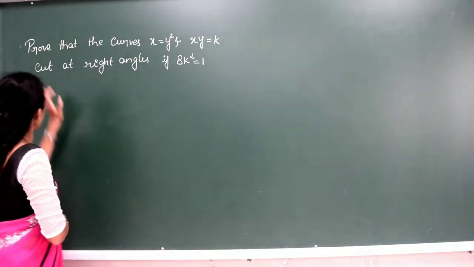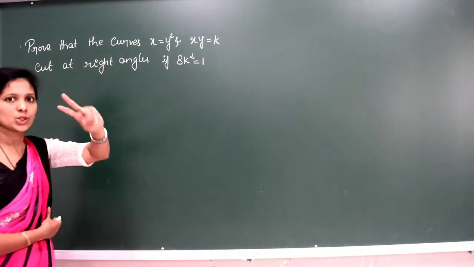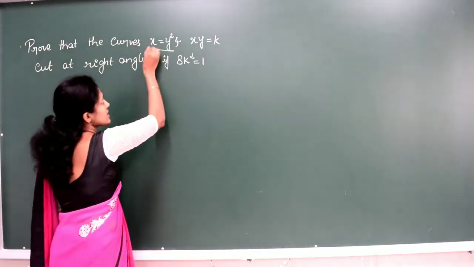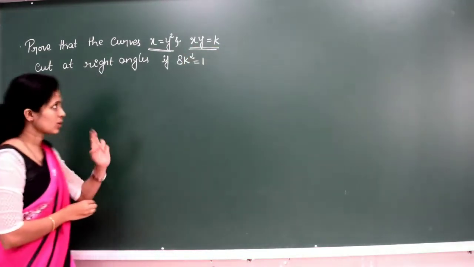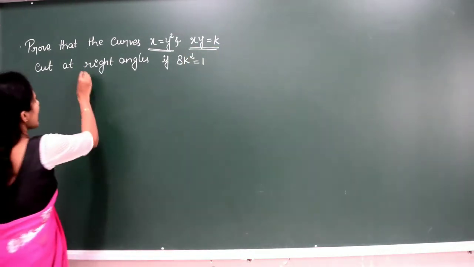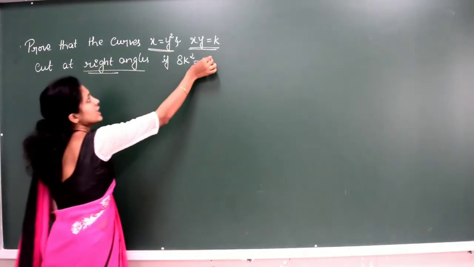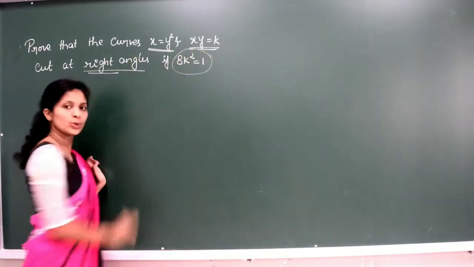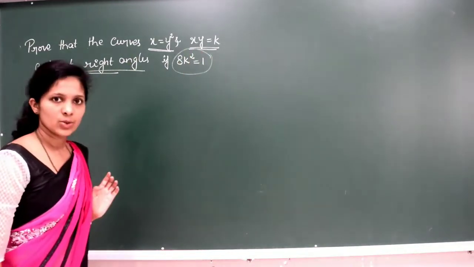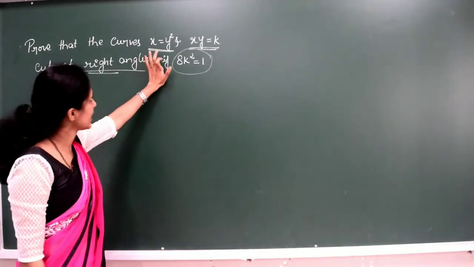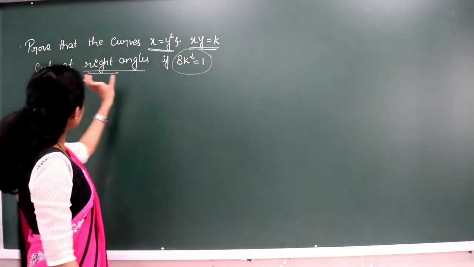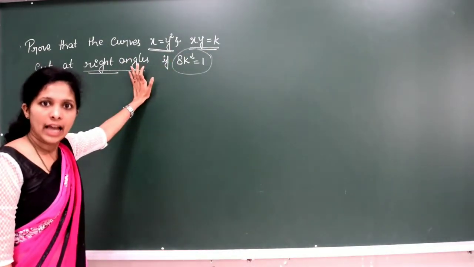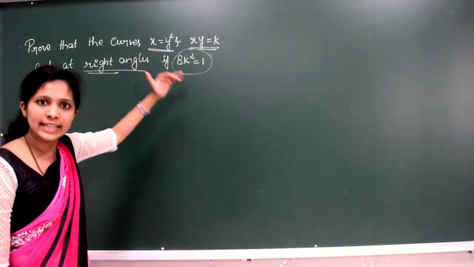See this question. Prove that the two curves given, that is x is equal to y square and xy is equal to k, cut at right angles if 8k square is equal to 1. Try to understand the question. Two curves are given, x is equal to y square and xy is equal to k, and they cut at right angles. I mean they are perpendicular to each other.